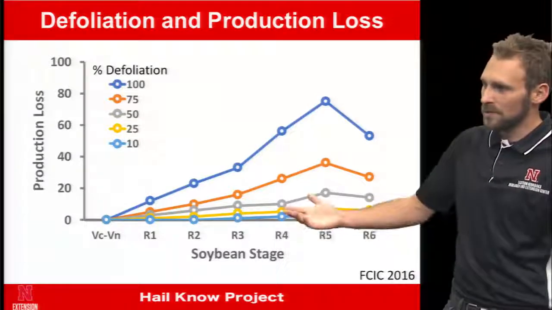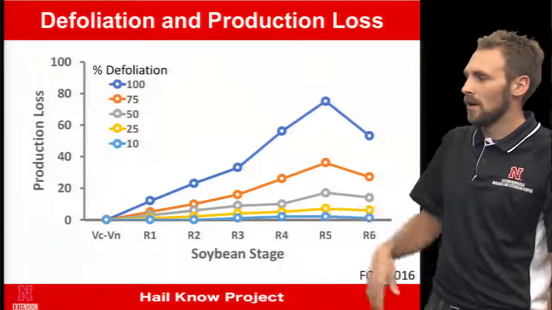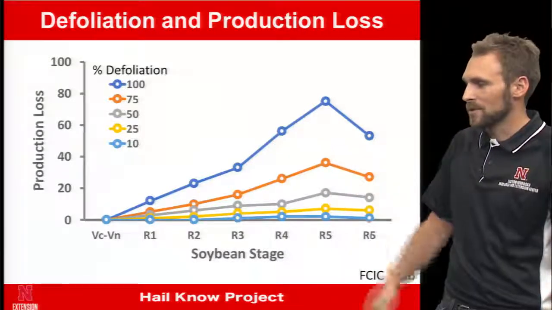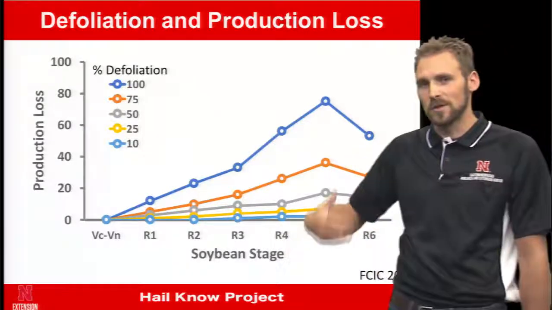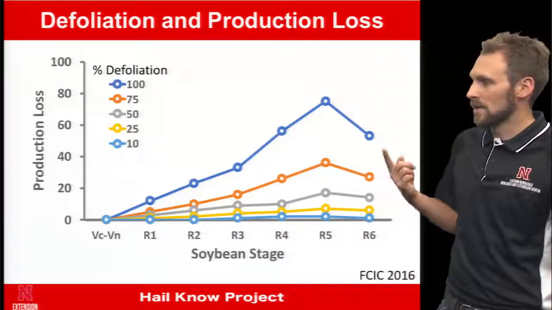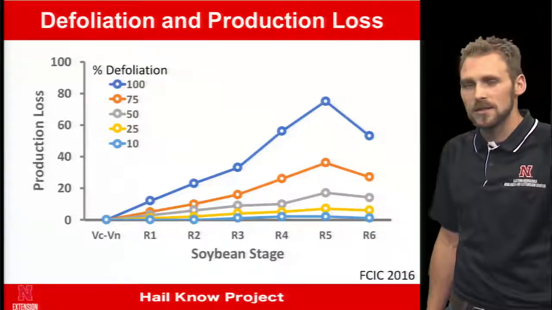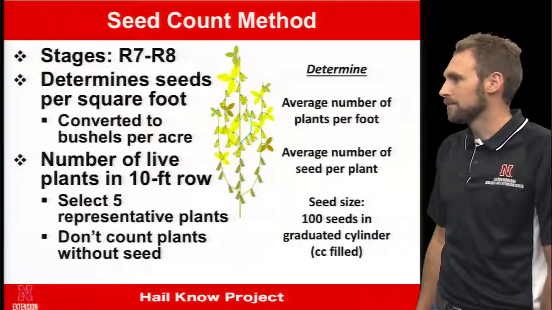We go to 100% defoliation. Even at 100% defoliation, R5, we're looking at 80 or so percent yield losses, mostly because the plant's starting to accumulate some of those nutrients into the plant. Once we get to R6, we've got a full-size seed there, so that starts to drop actually in potential yield loss. So lots to consider on that one.